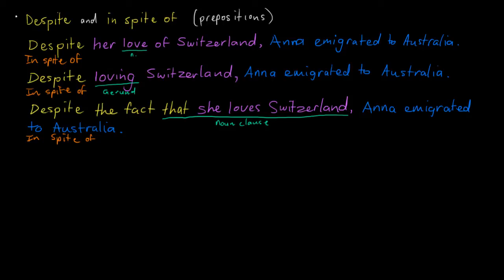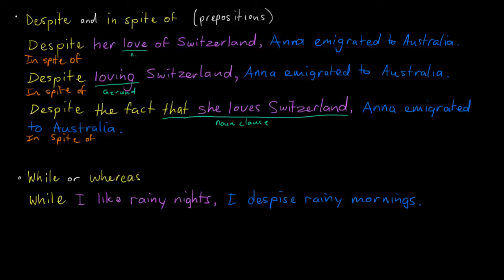Okay, now moving to the next point. While or whereas. While I like rainy nights, I despise rainy mornings. Now when we use while, we usually need to compare or contrast two things. So I like and I despise, which is another way of saying hate or dislike. And then here it's rainy nights, and here we've got mornings. So this is what you'll need when you use whereas or while in this form.